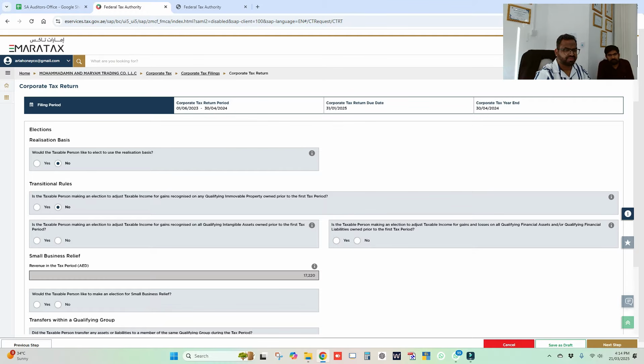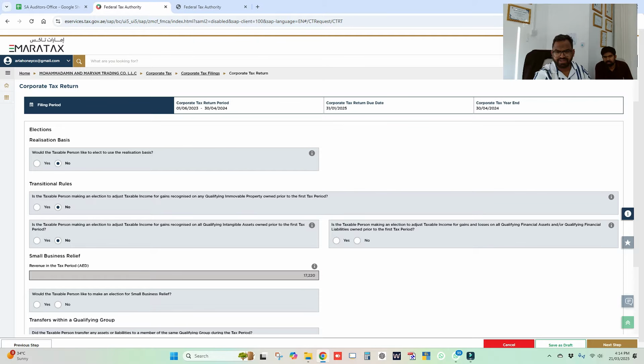Is a taxable person making an election to adjust taxable income or gain recognized on all qualifying intangible assets owned prior to the first tax period? If they had any intangible assets, then it is applicable. Yes or no? In our case, we don't have any intangible assets, so no. If yes, then they will ask some further details.